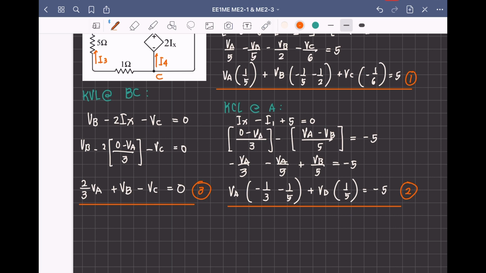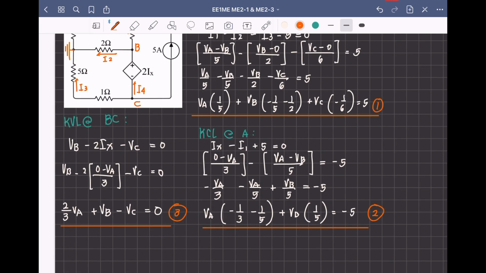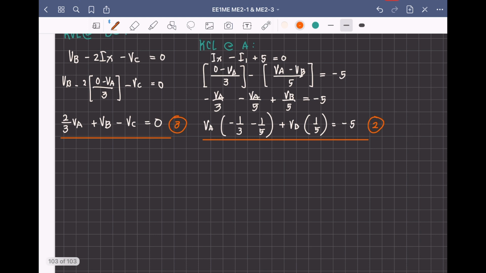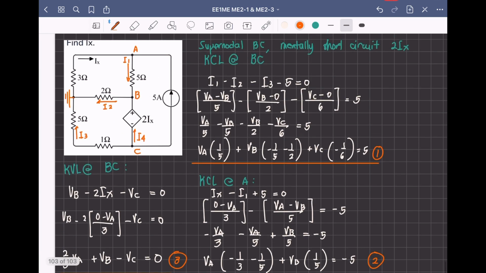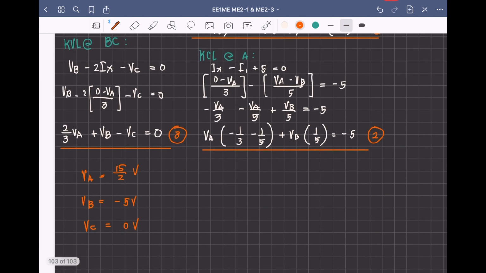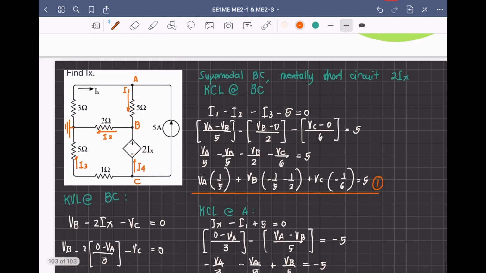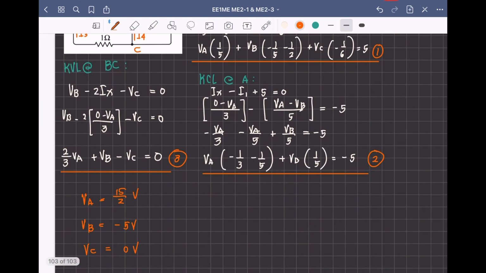And with 3 equations, 3 unknowns, please pause the video and type it in your calculator and check if you got the correct answer. If you did, your answers should be VA equal to 15 halves volts. VB must be negative 5 volts. And VC is equivalent to 0 volts. Okay? It's okay to have a node voltage that is equivalent to 0. Ibig sabihin, there is indeed zero potential sa side na yun. Ganun lang yun. So, ang target natin for this problem is to find the IX. So, yun ang isolve natin.